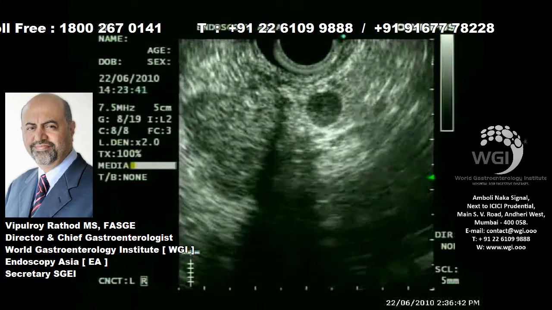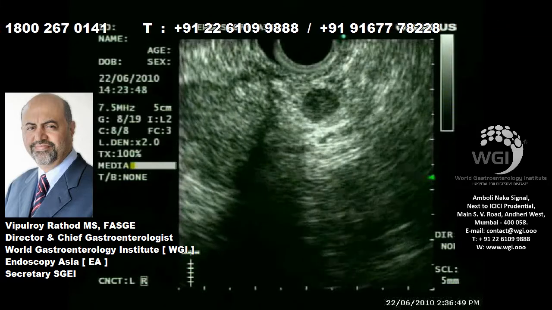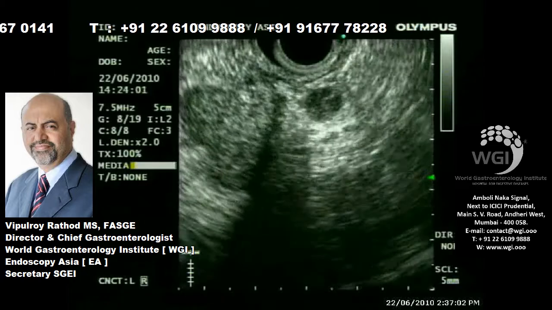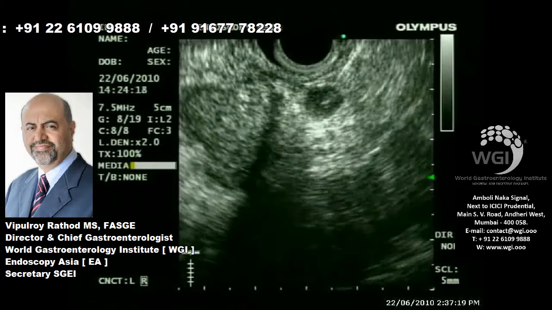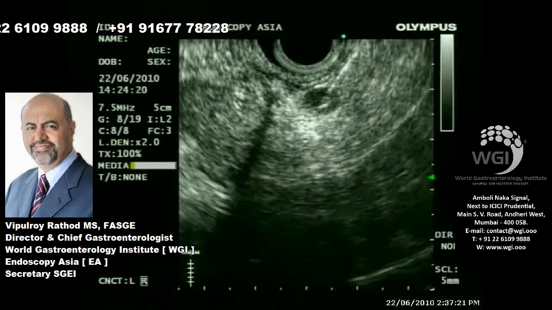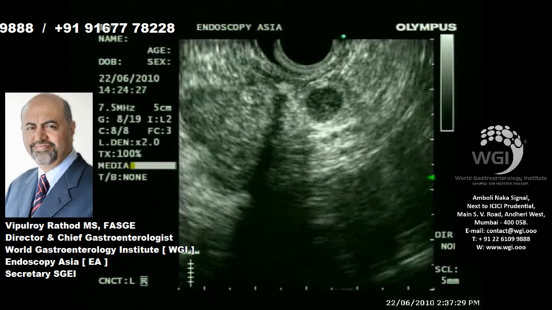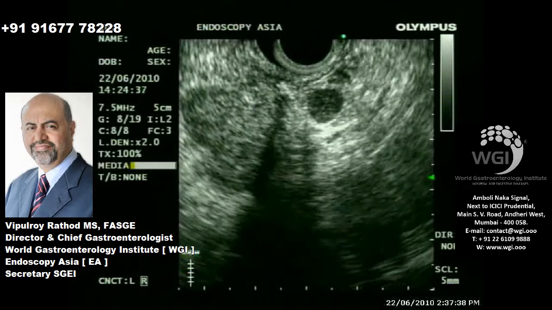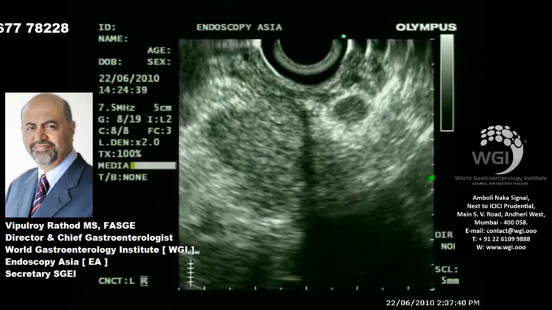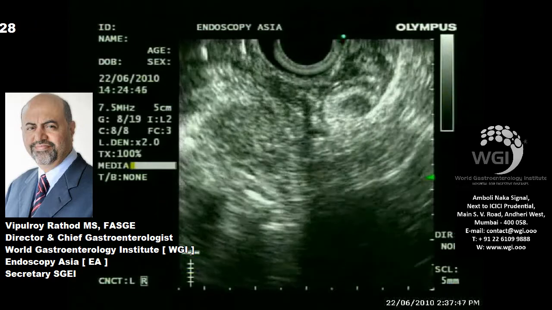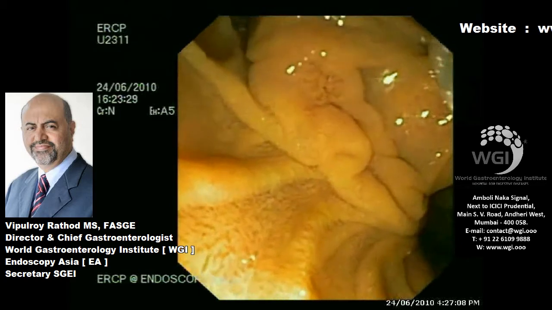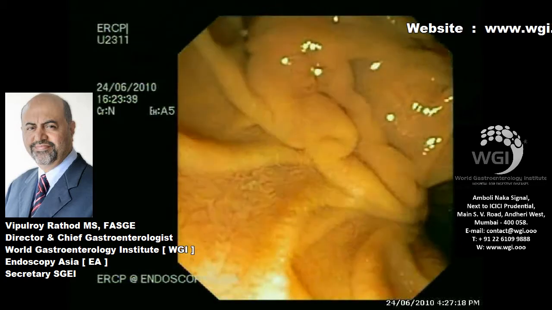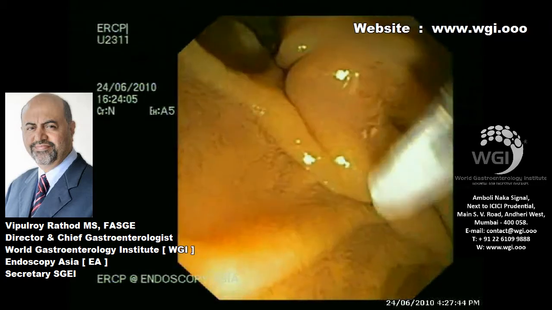We know that this gentleman is above 80 years old with so many comorbidities, and here we are taking EUS FNA. You can see how well a sub-centimeter node can be targeted and the tissue can be taken. Both the FNAs showed adenocarcinoma, and metastatic adenocarcinoma in the node. Now we will proceed with ERCP.